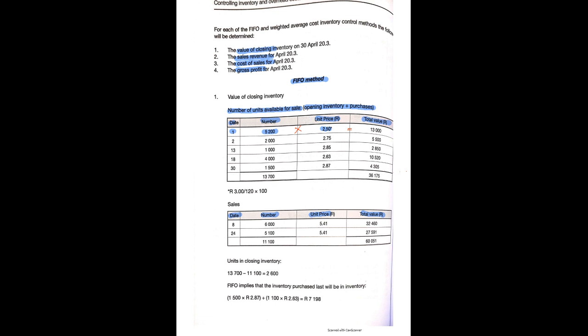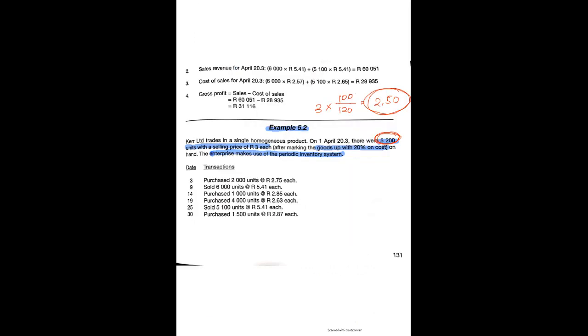Now let's look at any purchases that were made. So the purchases are going to be everything that I'm highlighting in orange here. It's this first one that was a purchase, that was a purchase there, and that was a purchase here. So only those ones are going to be recorded at exactly what it says on the page. 2,000 units at 2 Rand 75, 1,000 units at 2 Rand 85, 4,000 at 2 Rand 63, 1,500 at 2 Rand 87.